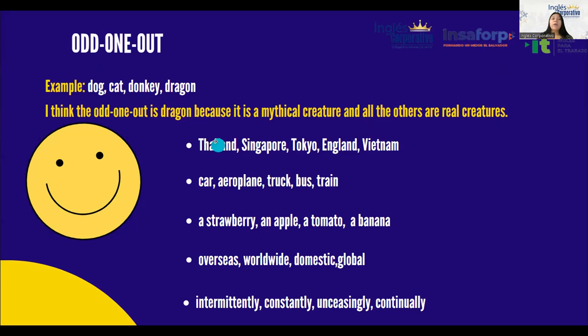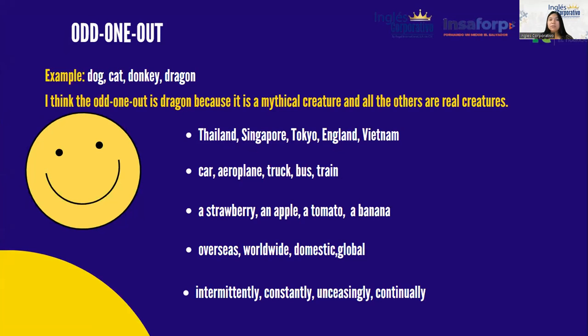Yes. So now we have a couple of examples here. Ahora quiero que usted me diga which one is the odd one out from this line. Which one is the odd one out from Thailand, Singapore, Tokyo, England, and Vietnam? ¿Cuál es el distinto? Tokyo? Okay. Why? Because it's a city. And the other ones are countries. Very good. ¿Alguien tiene una opinión distinta?